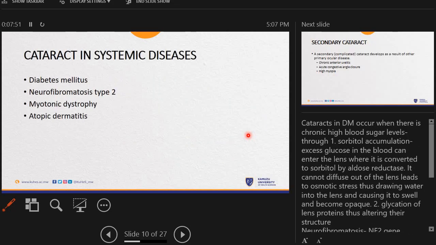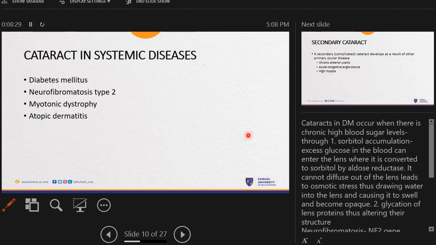The second classification is cataract in systemic diseases. Cataracts can occur in several diseases. Some of the most common ones, which are on this slide, are diabetes, neurofibromatosis, myotonic dystrophy, and atopic dermatitis. The first one is diabetes mellitus.